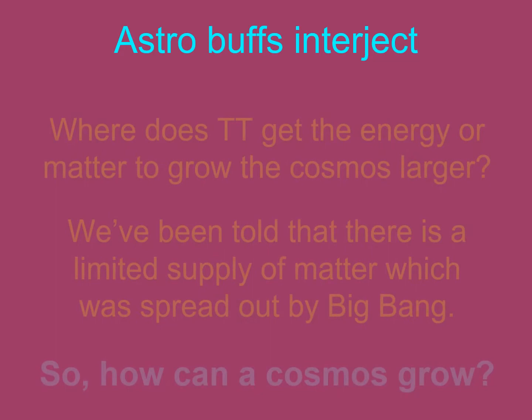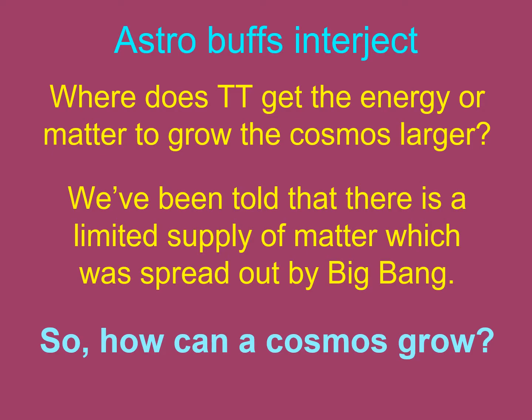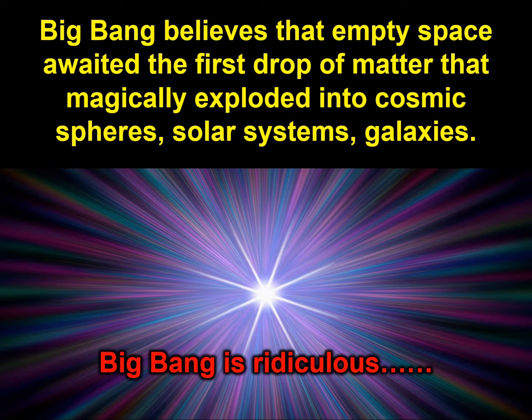Astro buffs interject. Where does Trillium Theory get the energy or matter to grow the cosmos larger? We've been told that there is a limited supply of matter, which was spread out by Big Bang. So how can a cosmos grow? Big Bang believes that empty space awaited the first drop of matter that magically exploded into cosmic spheres, solar systems, and galaxies.